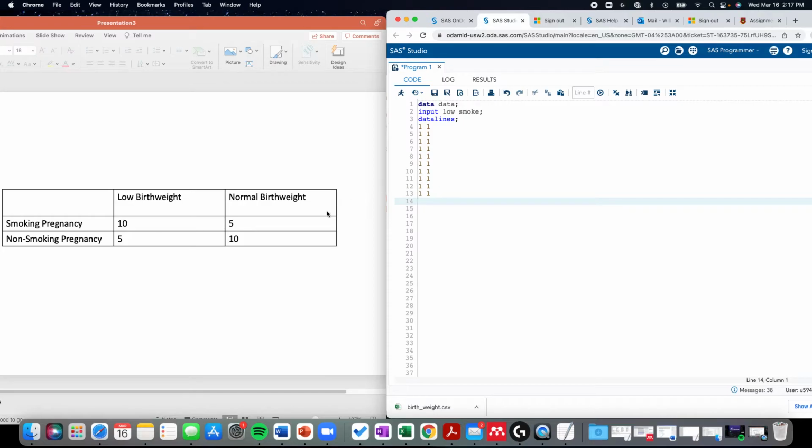This next one would be those who smoked but had a normal birth weight. So that would be a 0 for low birth weight and a 1 for smoke, and you can just do that 5 times. Next covariate pattern, non-smoking and low birth weight. So low birth weight is outcome positive, and non-smokers is 0. Similarly, you do that 5 times.